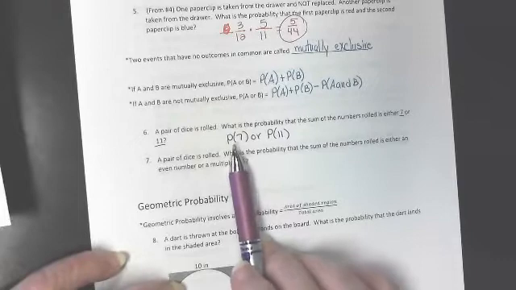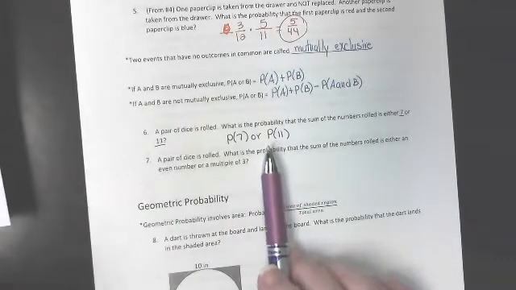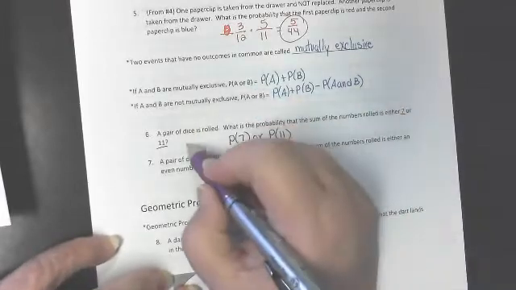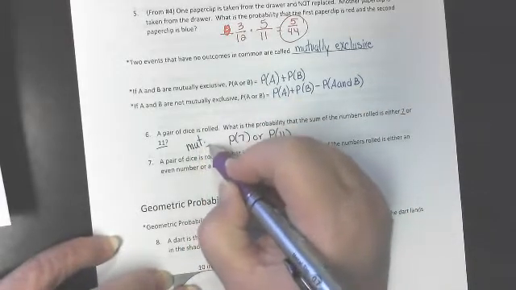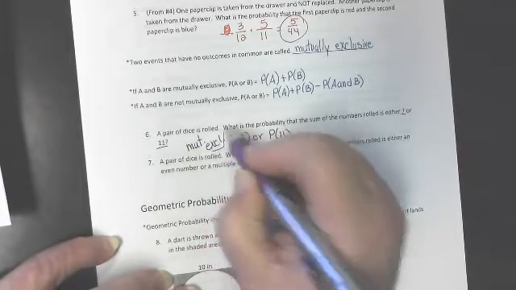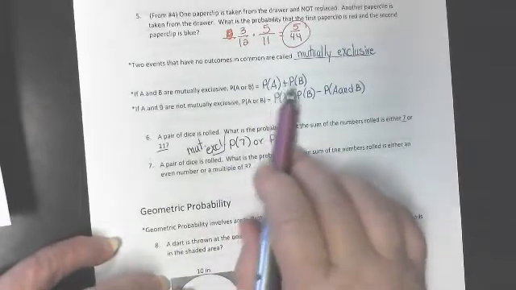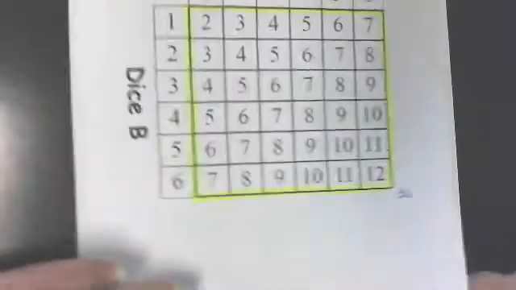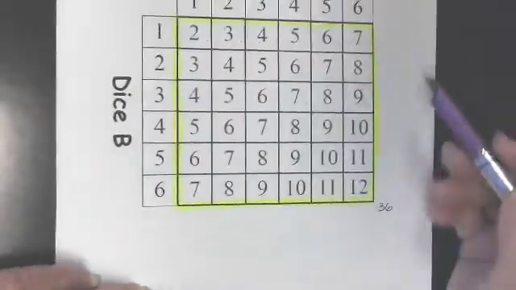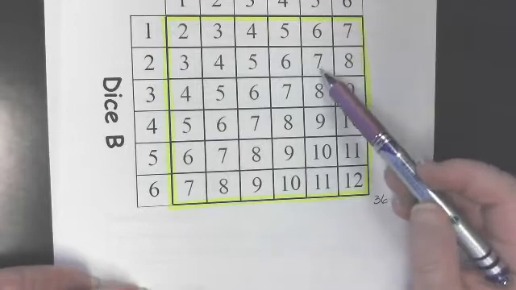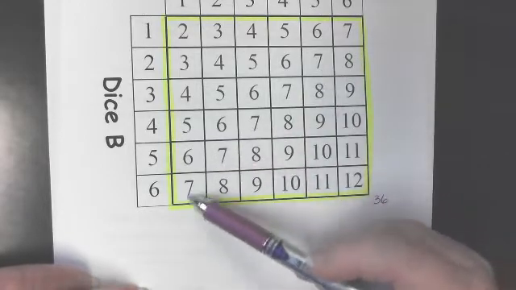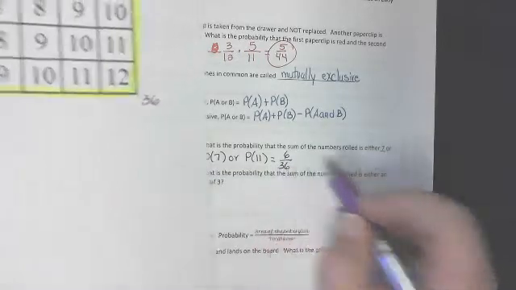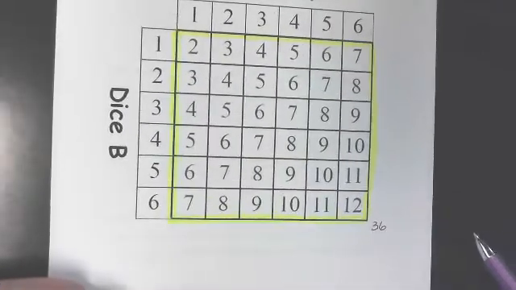Well, since I know I can't roll a 7 and an 11 in the same roll, this fits the mutually exclusive definition. So all I have to do is find the probability of each one and add them together. So the probability of rolling a 7. Out of 36 outcomes, how many of them are 7s? There are six ways I can roll a 7 with my 2 dice.